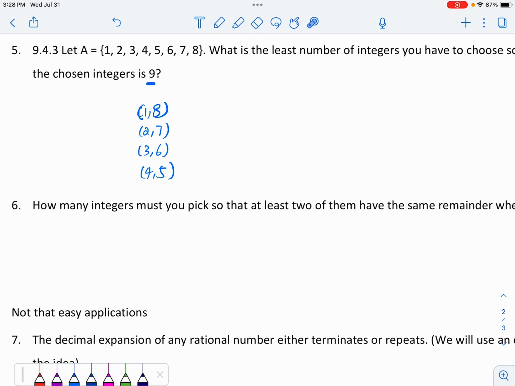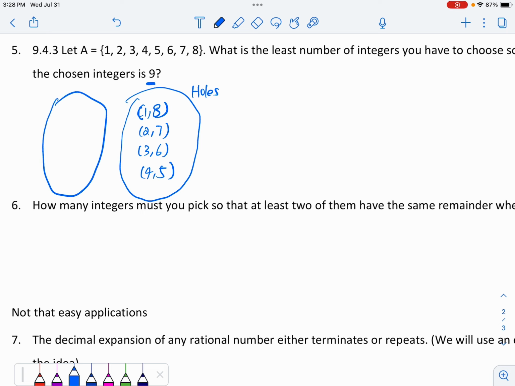So actually this becomes my holes. How many holes do I have? This is the first hole, second hole, third hole, the fourth hole. So these are the holes, those are the pairs. And the pigeons, think about these 8 numbers, 1, 2, 3, 4, 5, 6, 7, 8. These are the pigeons.